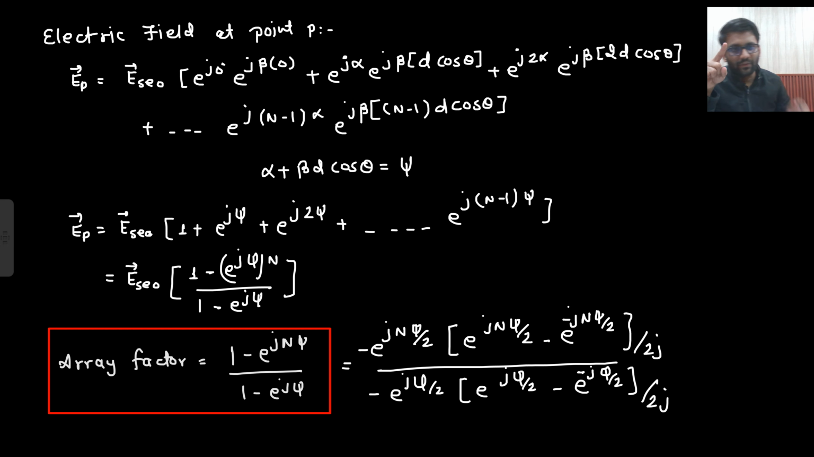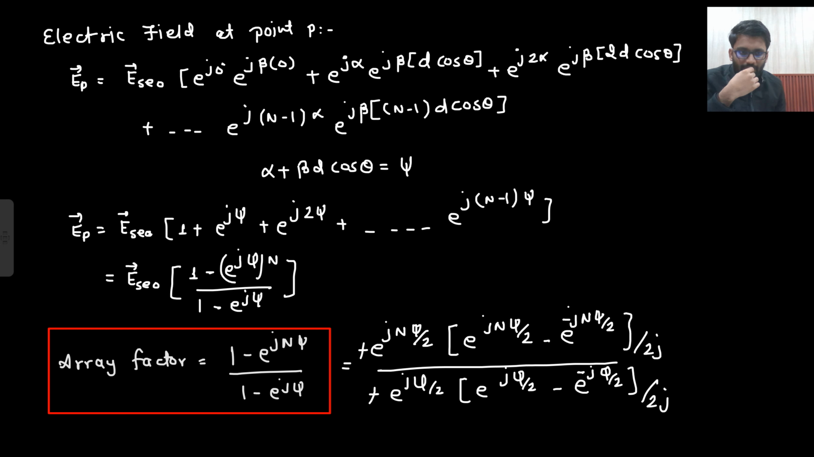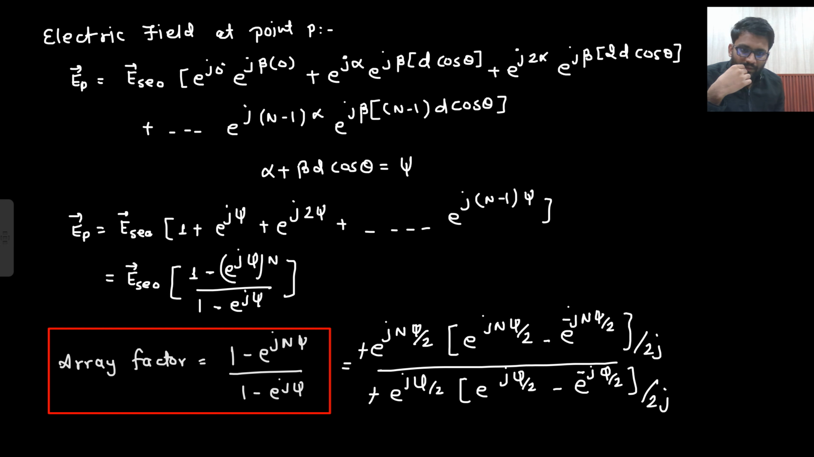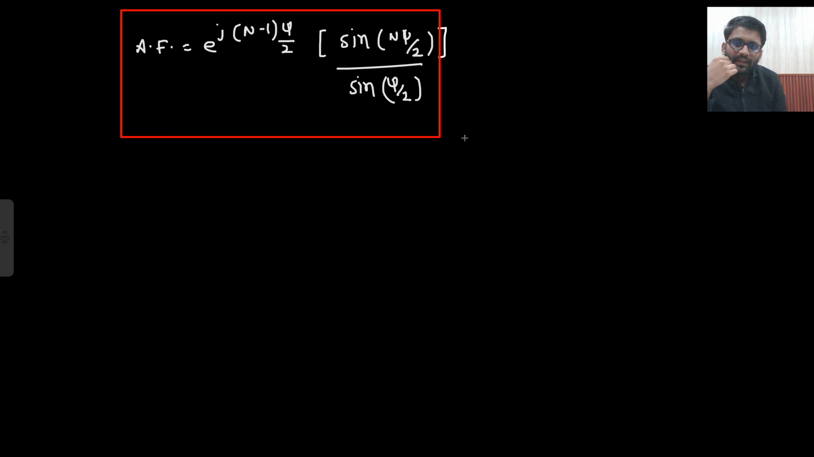Because I know that sin theta is equal to e to the power j theta minus e to the power minus j theta divided by 2j. So what I am left with, and minus will certainly get cancelled. So the array factor is equal to e to the power j (n minus 1) psi by 2, times sine of n psi by 2 divided by sine of psi by 2. So this is the array factor, this is another formula.